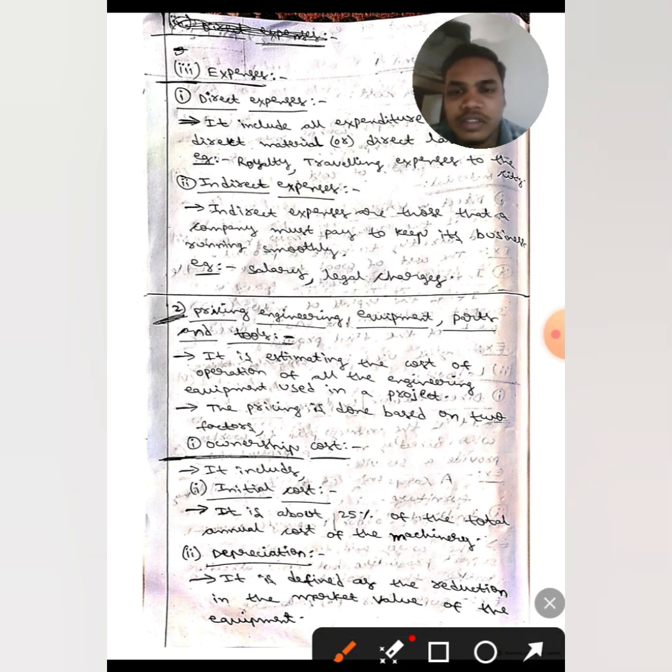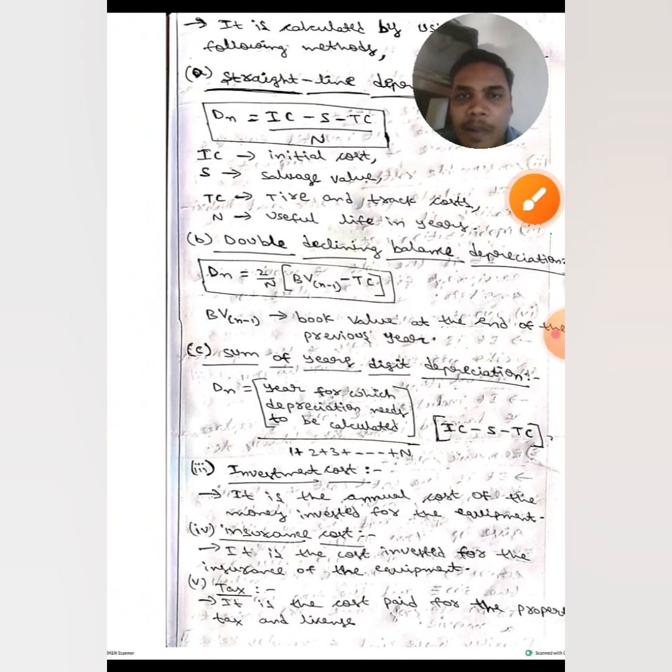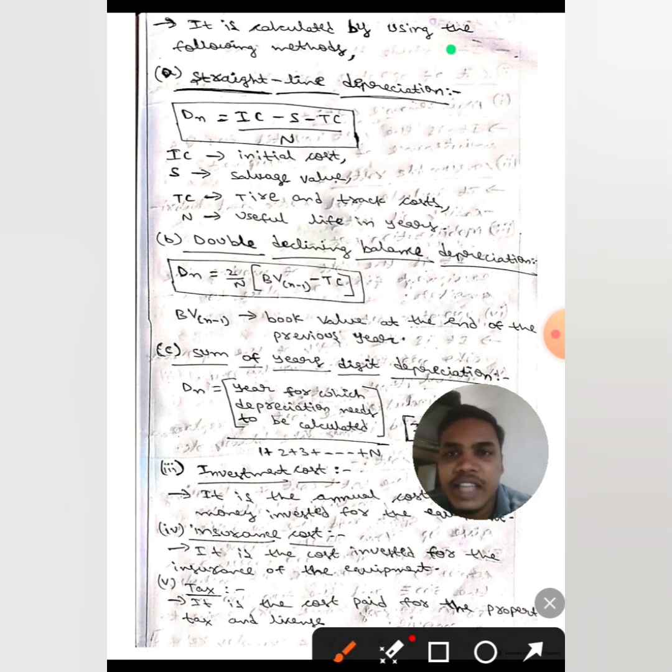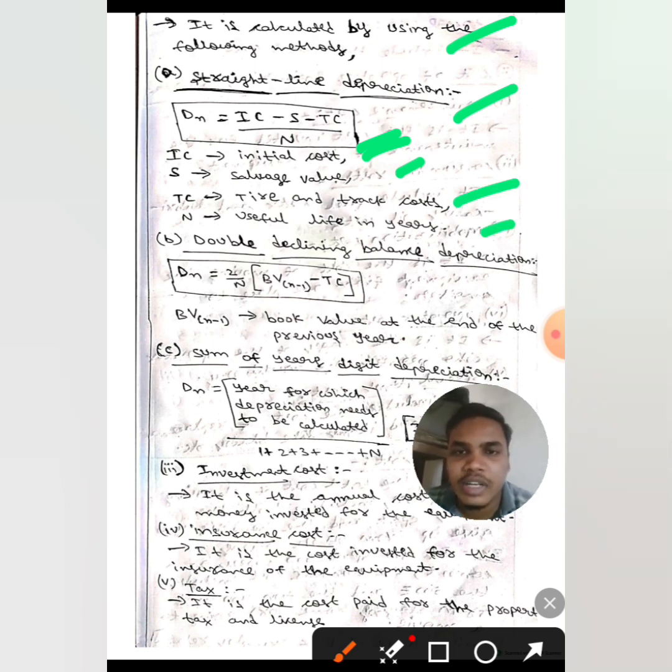The next one is depreciation. It is defined as the reduction in the market value of the equipment. This depreciation is calculated by the following methods. The first one is straight line depreciation. Here we use the formula Dn equals (IC minus S minus TC) divided by n. Here IC is the initial cost, S is the salvage cost, TC is the tire and track cost, whereas n is the useful life in years.